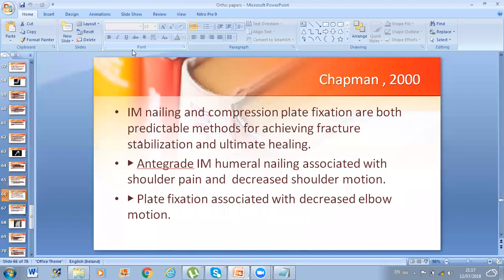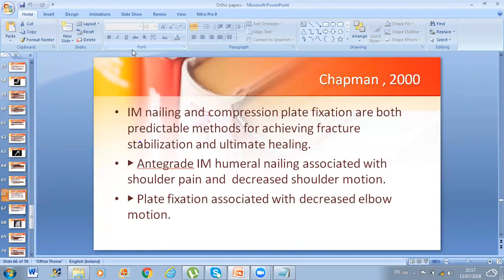This is Chapman 2000. Who will tell me, in the upper limb, is plate better or nail better? Plate is better, sir. Why? Nailing causes pain in the shoulder during movement. Sir, the humerus has no medullary cavity. This is not the answer. Who told you this? Maybe you have read it somewhere, but the humerus having no medullary cavity is not the answer for whether we can do a nail or not.